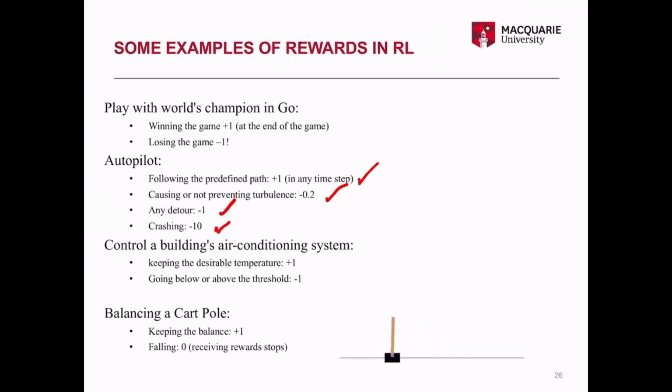The other thing is building an air conditioning system. We have the same logic. Or balancing a cart pole, which is going to be our topic in week 12. Keeping the balance is +1. If it fails, rewards will stop, right? So when the agent stops receiving those rewards, it's a negative thing. The agent wants to continue to receive them, and as a result, it learns how to stabilize it, as you can see in the image.